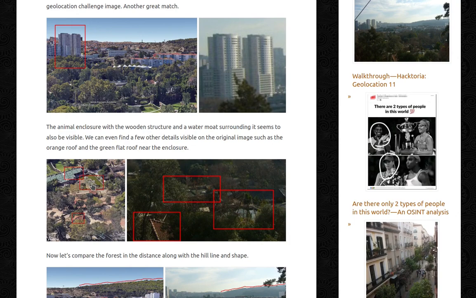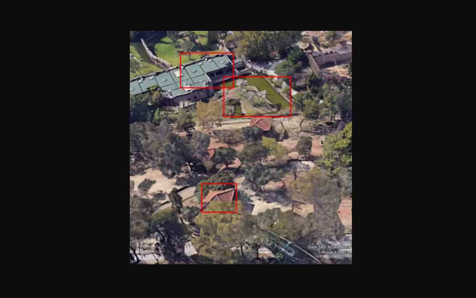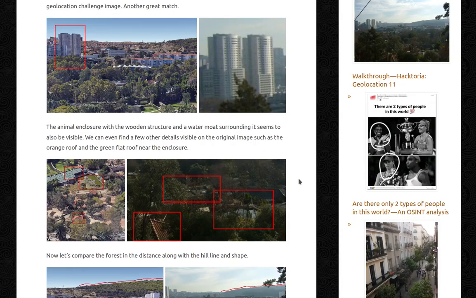We can also find a few other details visible on the original image, such as the orange roof, that one, and the green flat roof near the enclosure, that one. I actually have another picture. So you can see this is taken from Google Earth Pro. So you have here the roof, we have here the moat, the little island with some sort of primate living there, and we have this green roof that's just flat and has some sort of, I think they're vents or something. I was there a long time ago.